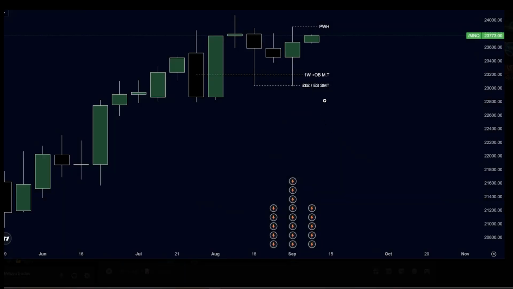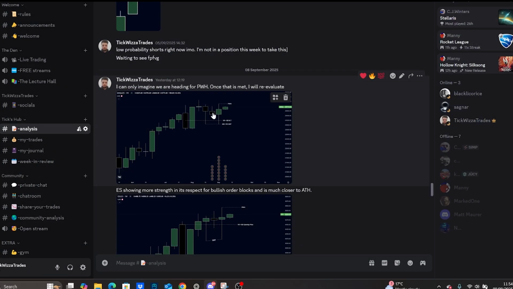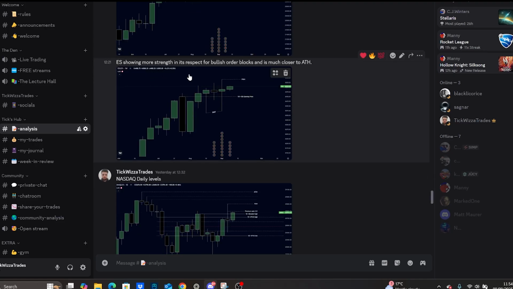So this is the weekly chart. We can see there's a liquidity sweep here by like 1 tick, and there's an SMT with ES. Then we've got the mean threshold of this weekly order block, and we're respecting essentially the opening price here. We got previous week's high, change in the state. So it's only really logical that price is going to run higher this week. So if price is going to run higher, then I'm assuming Monday or Tuesday is going to form the low of the week. ES is showing more strength in its respect for bullish order blocks and is much closer to all-time highs.